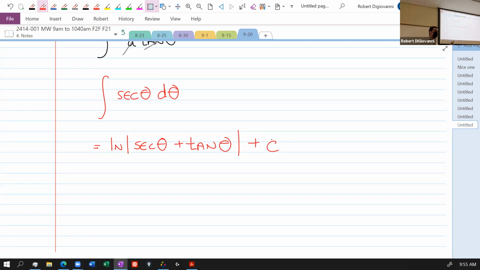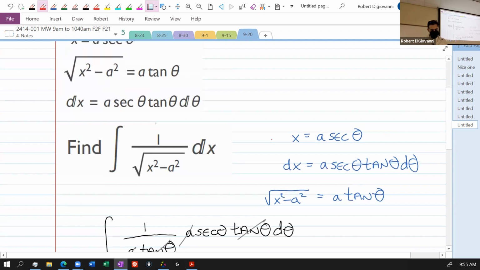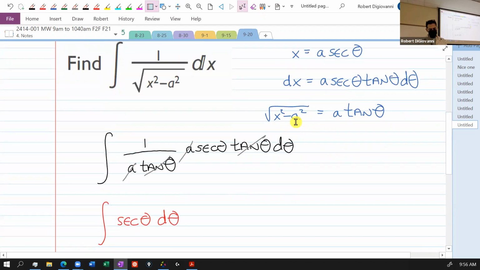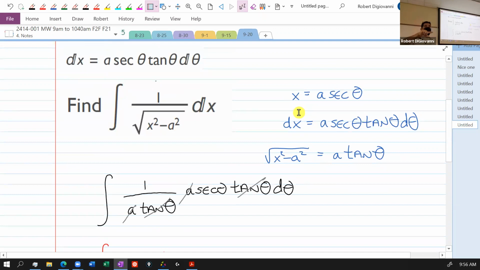And now I need to know what secant theta and tangent theta are. I need to know them both. So I'm going to go back up to our information here. Remember how I said I like to force students to draw a triangle? Notice on this problem, you can actually solve for secant theta right here. Secant theta would be x over A. And on this one, you could solve for tangent theta. Wouldn't it be that square root of all that stuff over A? So you could actually get this answer because both secant and tangent are up here.